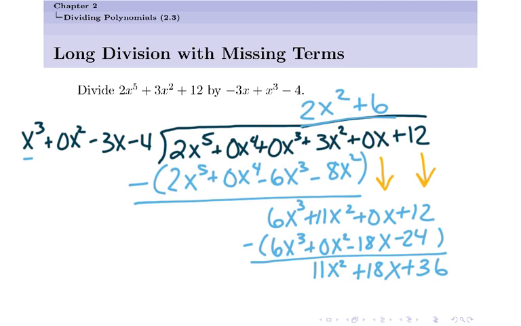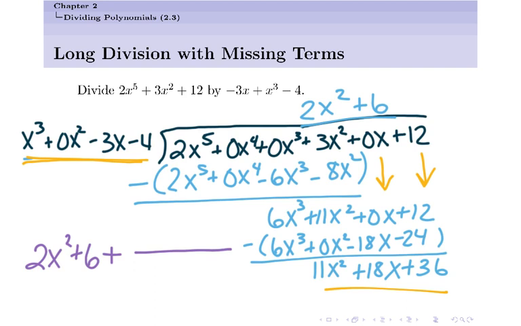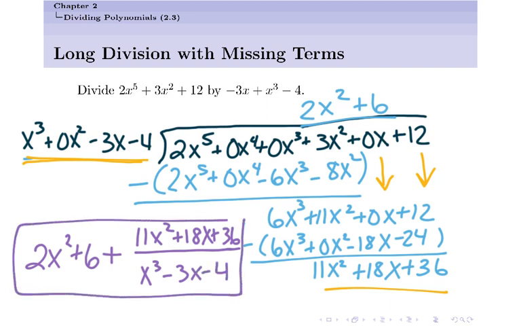Now, do you guys notice that the degree of this is 2, where the degree of this was 3? Remember, you stop when the degree of your remainder is less than the degree of the divisor. So we're going to stop right here. So I know that my final answer is just going to be 2x squared plus 6. How do I write the continuation of this? Well, I write plus, even if this is a negative here, I'm still going to write plus. Write the remainder as is up here over the divisor. Now, do I need the missing term in the divisor? No. I'm going to write it just like this. So this is my final answer.